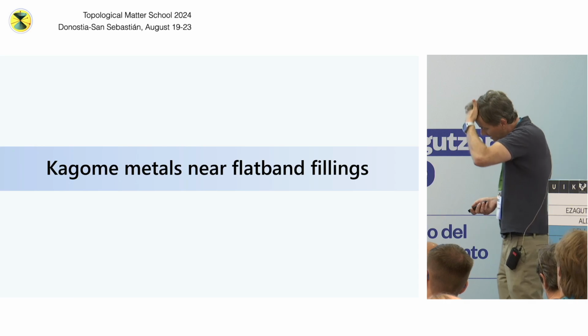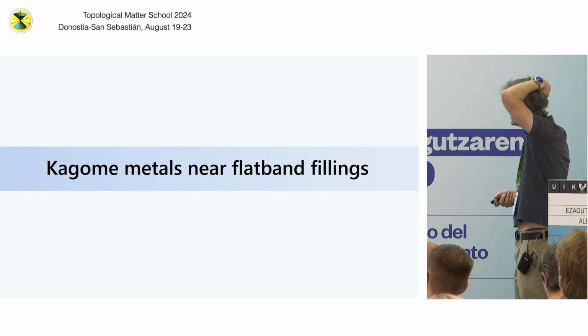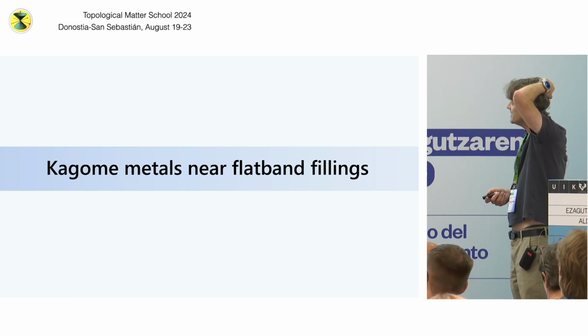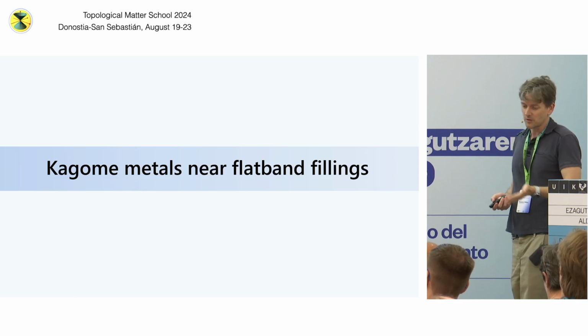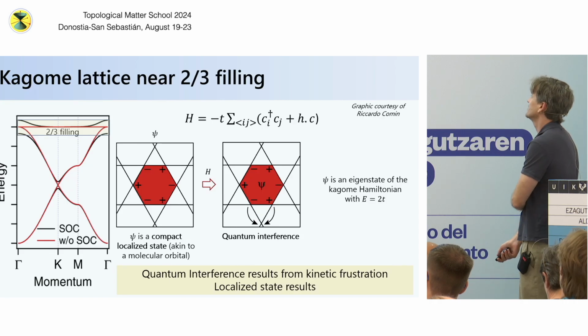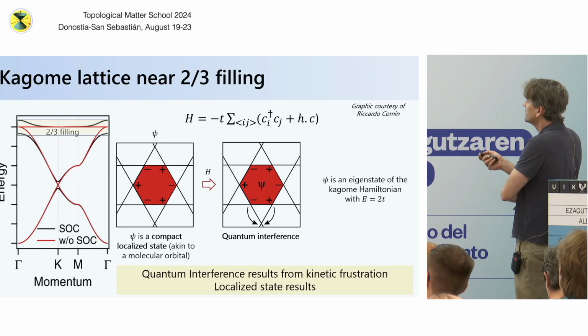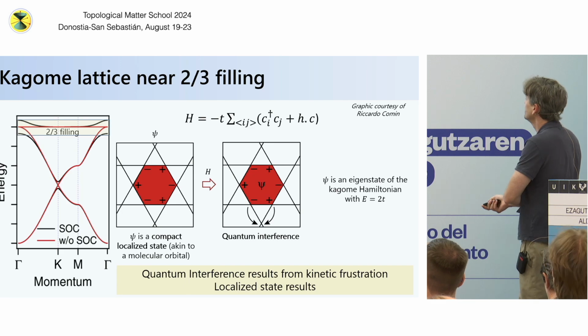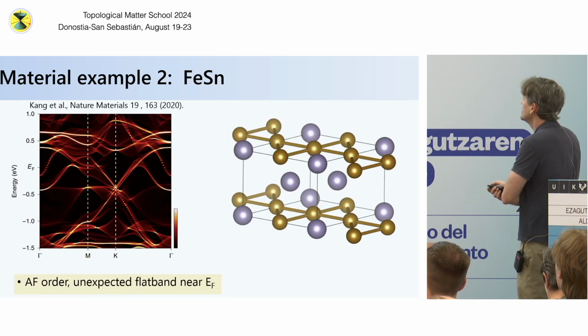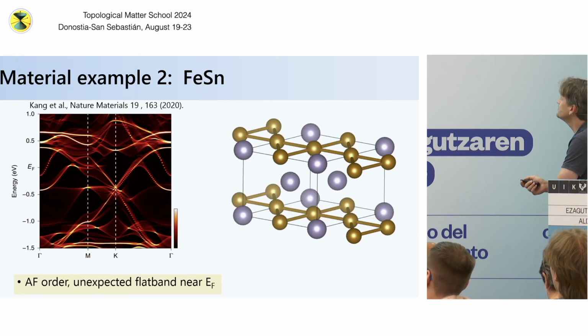Okay, so to walk through a few examples studied in recent literature looking at Kagome metals, either near flat band fillings or first just observing flat band fillings. Again, the flat band comes from this compact localized state, naively due to a quantum interference effect, and this gives you a flat band, which people like because you have a localized state that's highly susceptible to interaction effects. And so here's one example. This is iron tin.